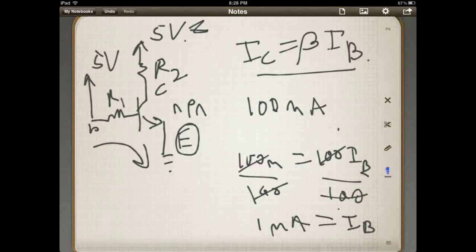So 100 milliamps is what we're looking for for our IC, and then our IB.